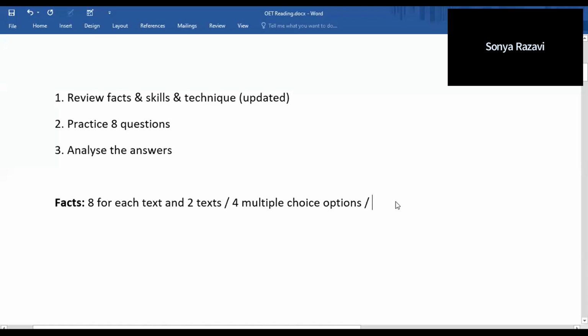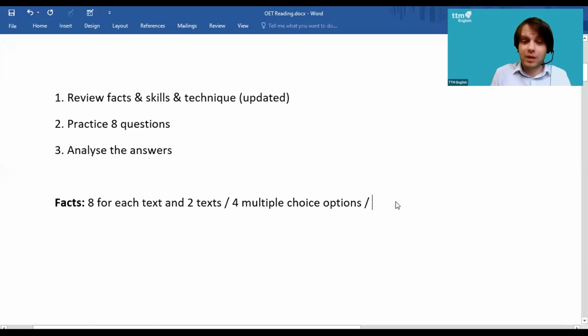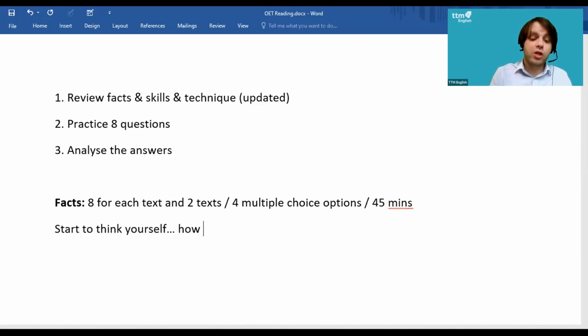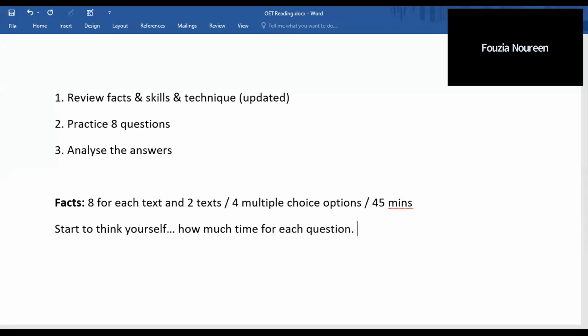Now, start to think about how long you want to spend on each question. It depends, but just do the maths yourself. I think it's about 45 minutes. I'm not going to go into that too much today, but start to think yourself. How much time for each question? 30 seconds. Well, not necessarily, actually.